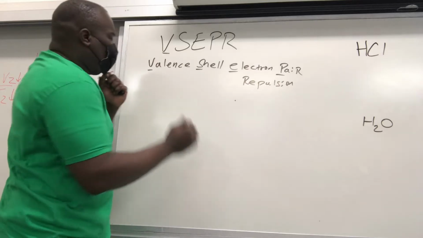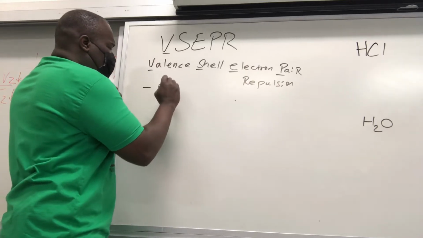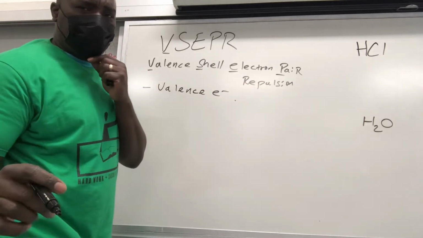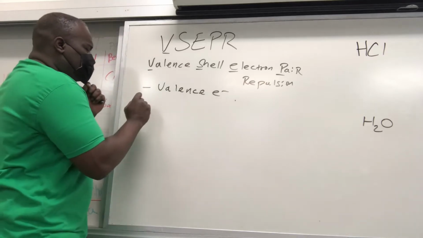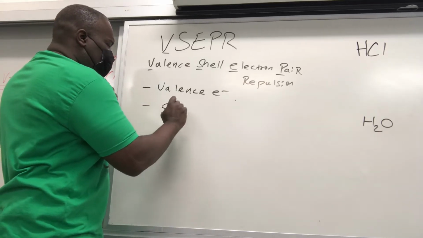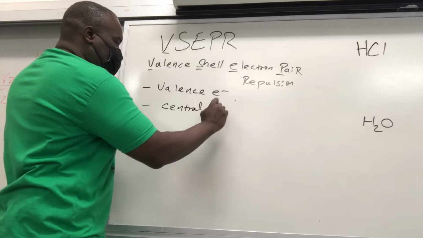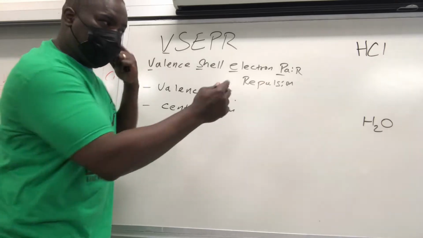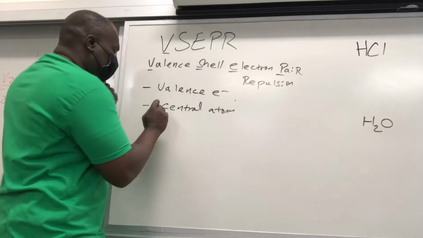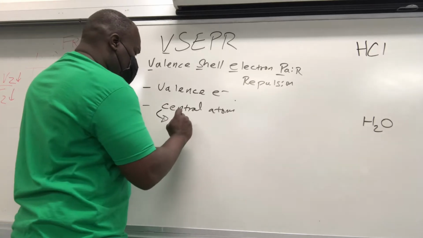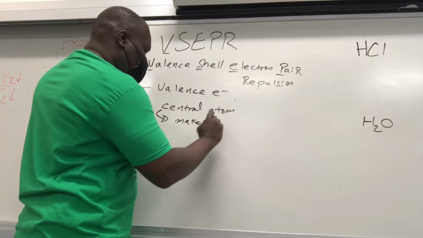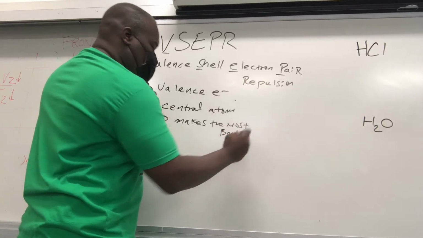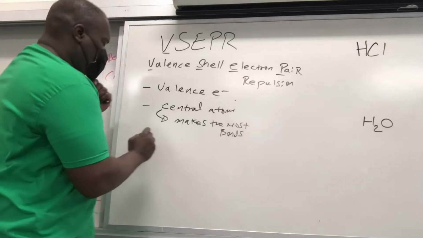Okay, no problem. So, what do we need? In terms of shapes, we need a couple of things. We need to look at the valence electrons in the outermost shell, which is extremely important. Next, we need to look at the central atom. We agreed in the other video, when we drew the covalent dot structures, that the central atom is the one that makes the most bonds. And how do you know that? You have to know the building code.